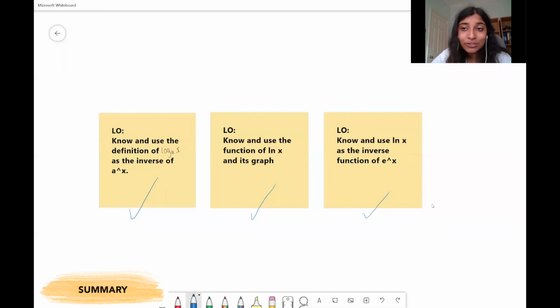So hopefully that was useful, and you now understand that the inverse of a to the power of x is just log base a of x, and that ln x is the inverse of e to the power of x, and you can use this definition to solve some equations. So make sure you do some more practice questions just to make sure you fully understand everything we covered.